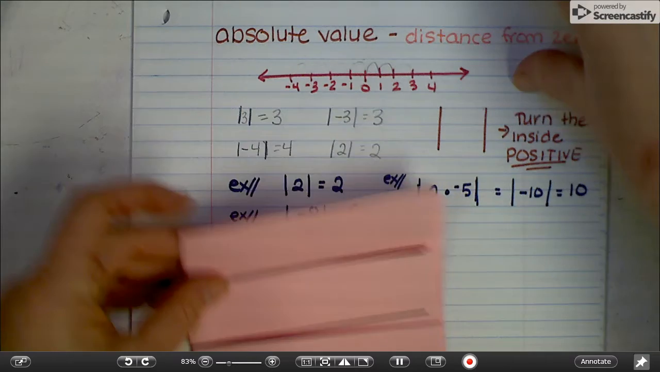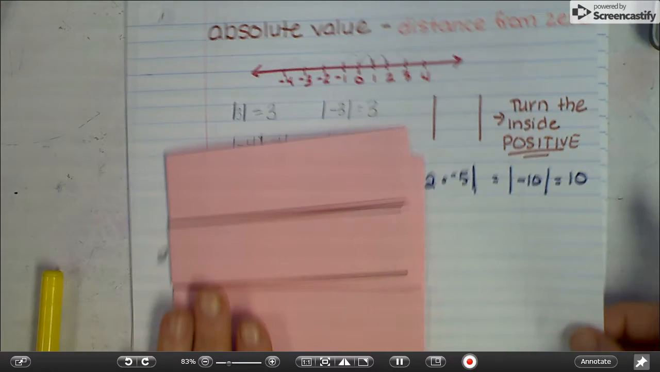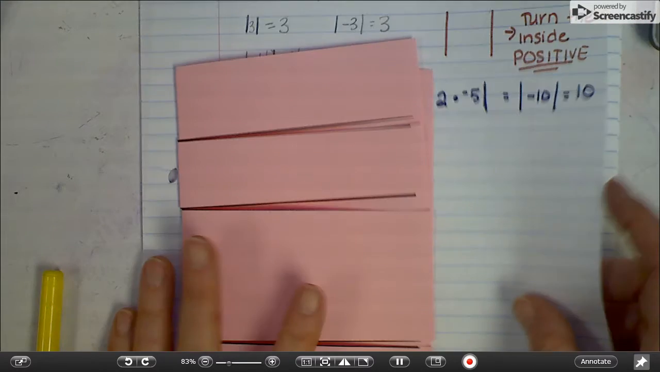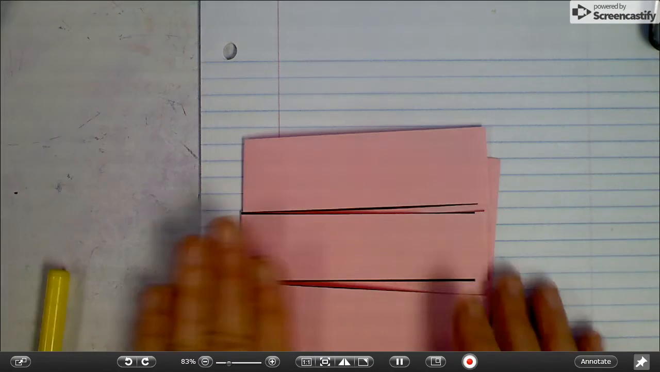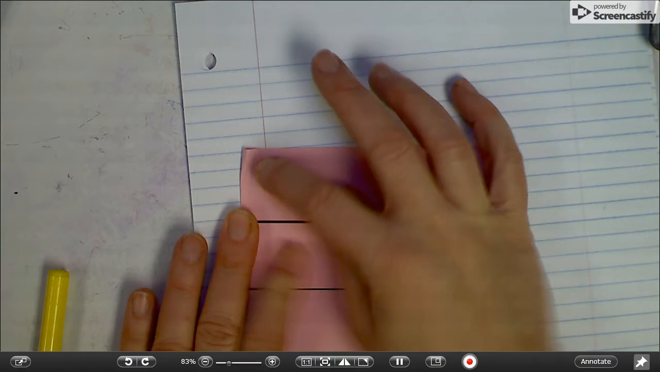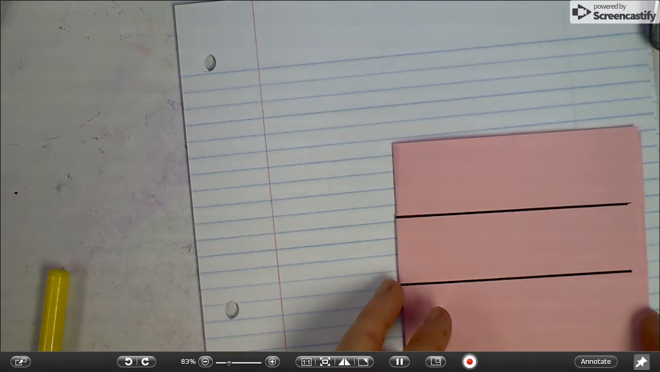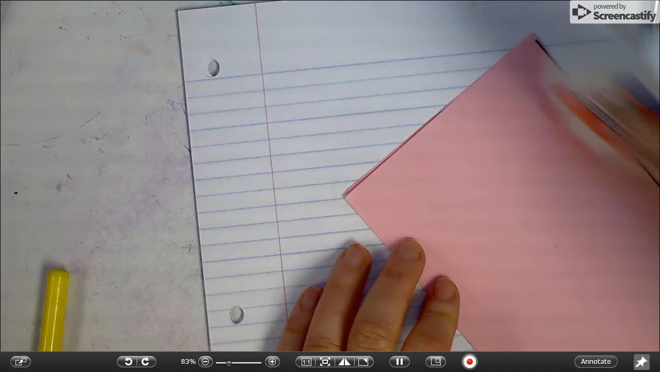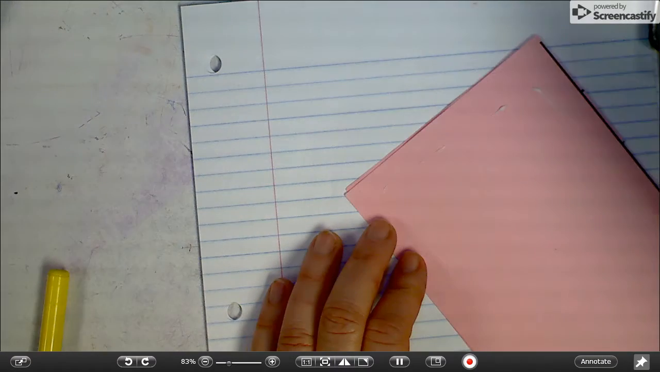All right, this should go on the bottom of your page, but I messed up and didn't leave enough space, so I'm going to put it on a new page. You can do this however you want, but I'm just going to fold it here and glue it down real quick so you can follow along in the little booklet. Okay.